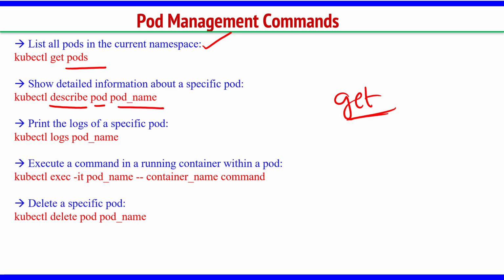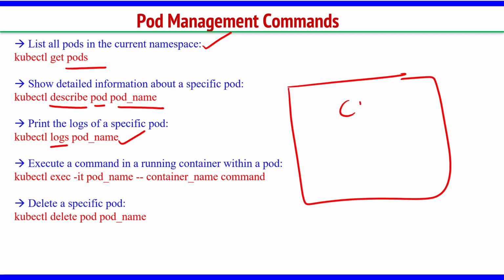In the same way, if you want to print the logs of a specified pod, to know the functioning of a particular pod, I can give kubectl logs and the pod name. It will display all the logs: what tasks that pod is currently doing, what input is coming to it, and how it is processing. All of that can be monitored using these logs. Another command with pods is to execute a command in a running container within a pod. Inside a pod I have many containers, C1, C2, C7, let's say, and I want to run a command for a particular container.